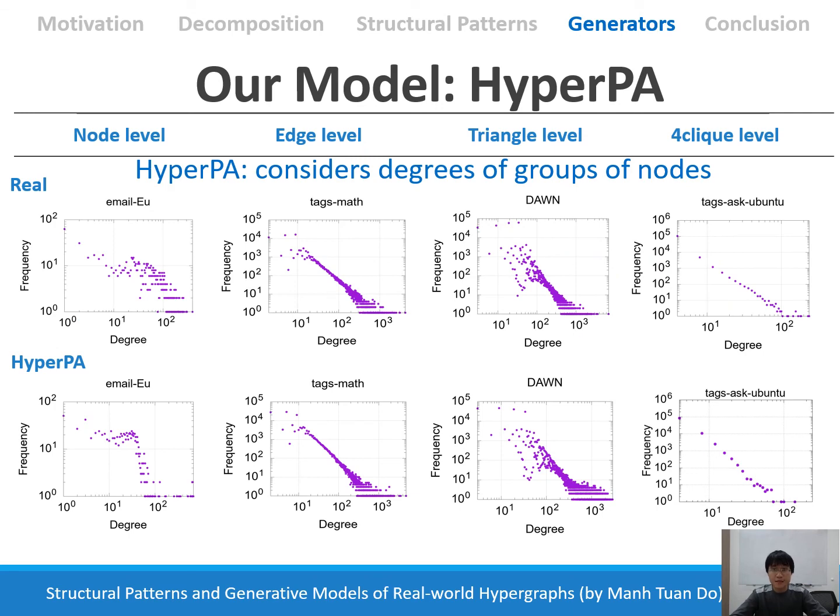With such a mechanism, HyperPA is demonstrated to reproduce the 5 structural patterns of the global hypergraph across various decomposition levels.